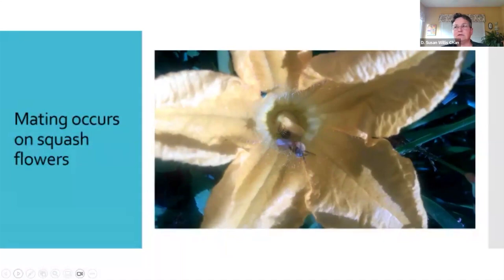So in this case, the male did not mate with the female because the female mates only once. And once she has been mated, she will not accept mating from a male. Okay, so this was an unsuccessful mating.